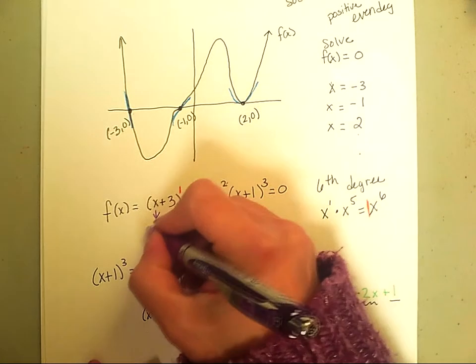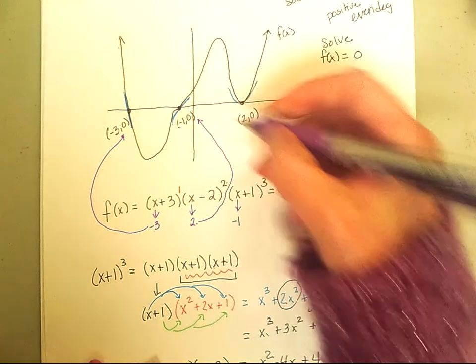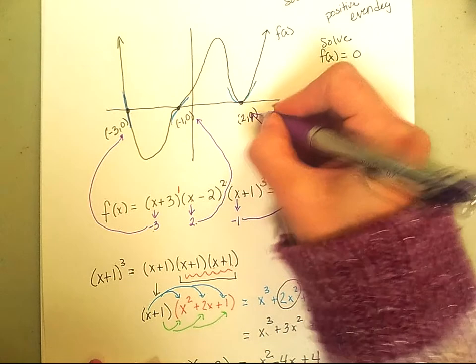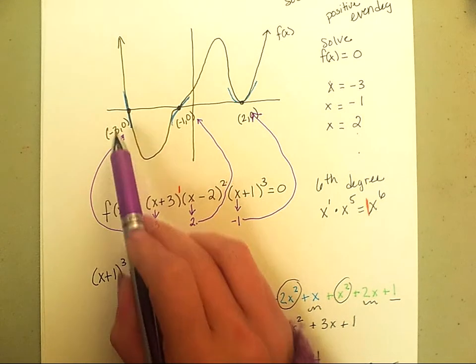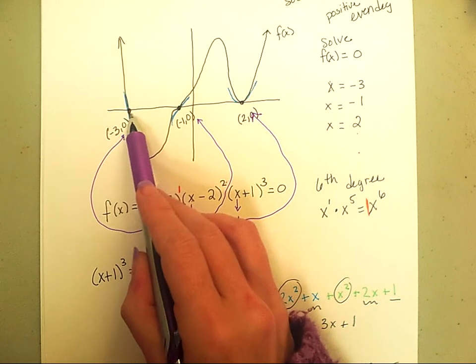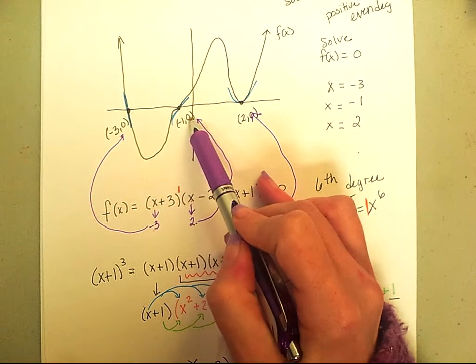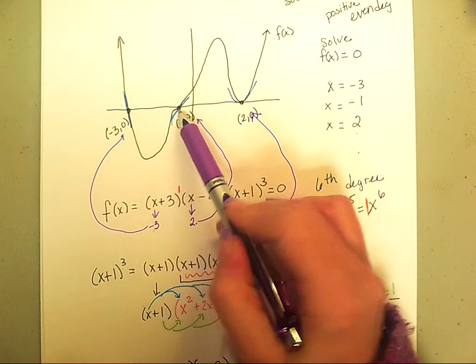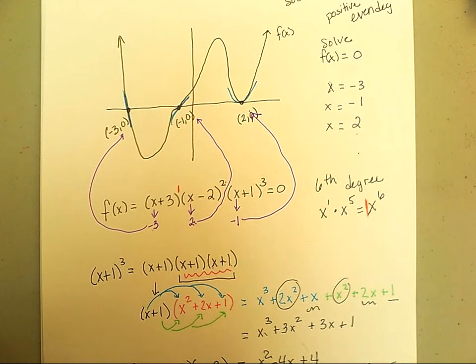And now with these zeros, it makes sense also from the zeros that this graph represents this. Okay? So if negative 3 is a 0, then negative 3, 0 is an x-intercept to the graph. If negative 1 is a 0, then negative 1, 0 is an x-intercept to the graph. And similarly here with 2.